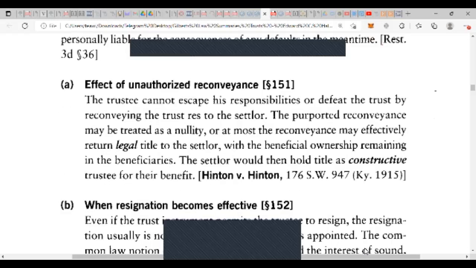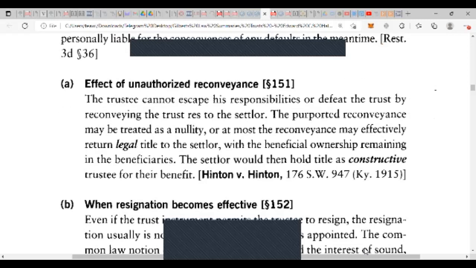Effect of unauthorized reconveyance. The trustee cannot escape his responsibilities or defeat the trust by reconveying the trust res to the settlor. The purported reconveyance may be treated as a nullity, or at most the reconveyance may effectively return legal title to the settlor, with the beneficial ownership remaining in the beneficiaries. The settlor would then hold title as constructive trustee for their benefit. Hinton versus Hinton, 1915.